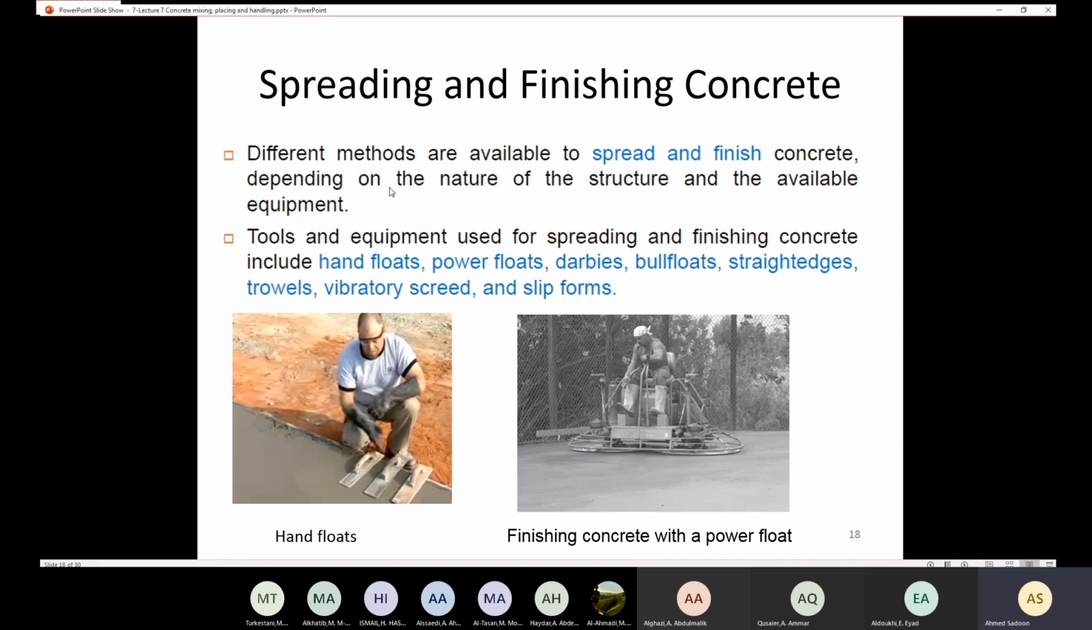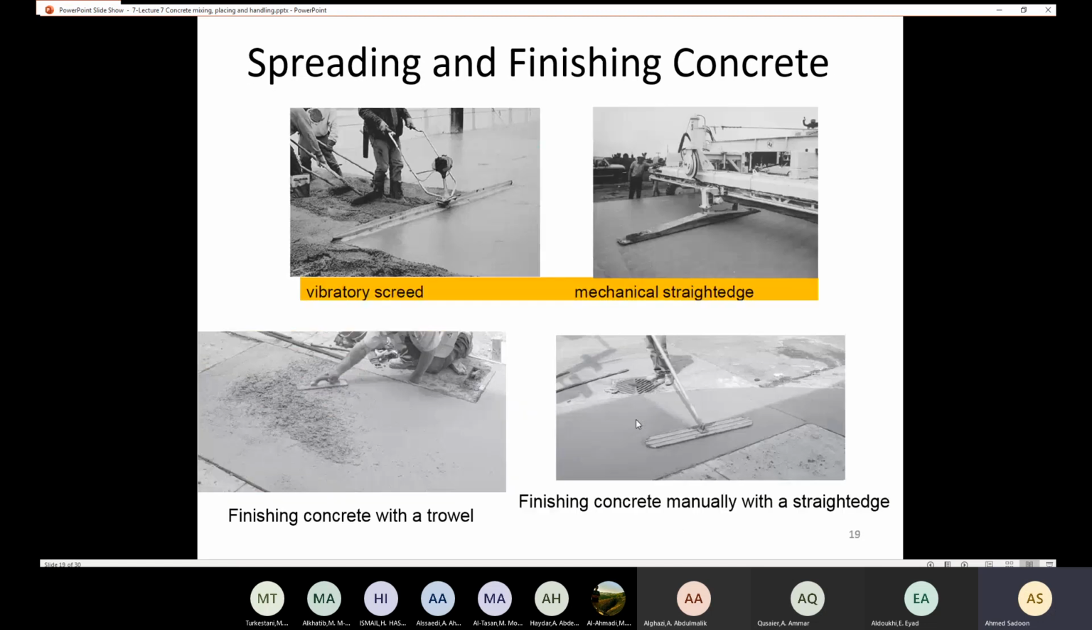Here we have many pieces of equipment. I think you have seen most of this. We have the hand floats. We use the hand floats to help us spread the concrete and finish the external surface. Also, if you have good equipment, you can use a power float. You see the man here, he used a power float so that he can spread and finish the concrete.